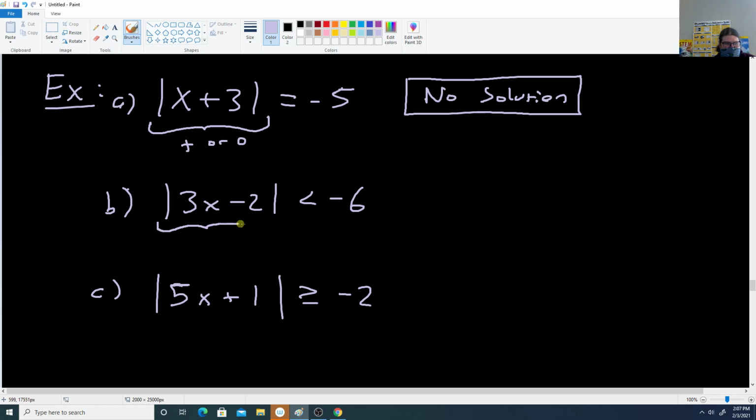So here we say, when is this less than a negative 6? Okay, well, absolute value is always positive or 0. Positive numbers are never less than negative 6. 0 is never less than negative 6. So here's another case where we have no solution.